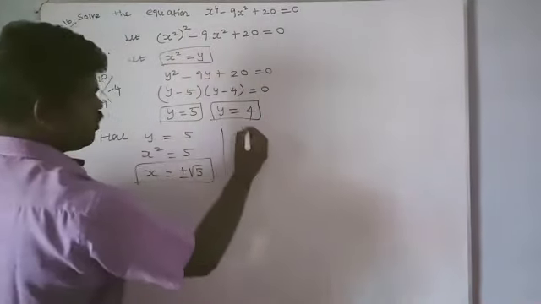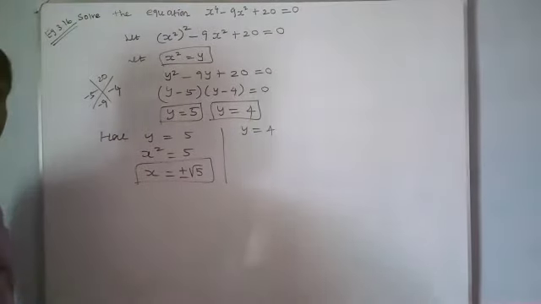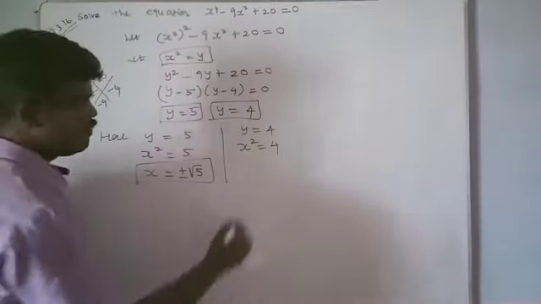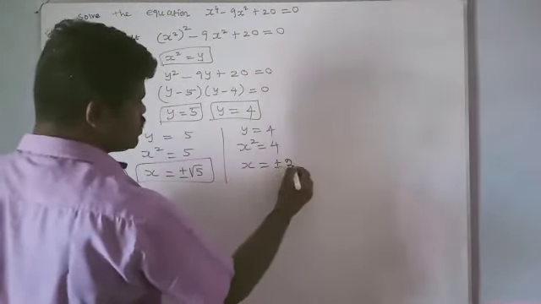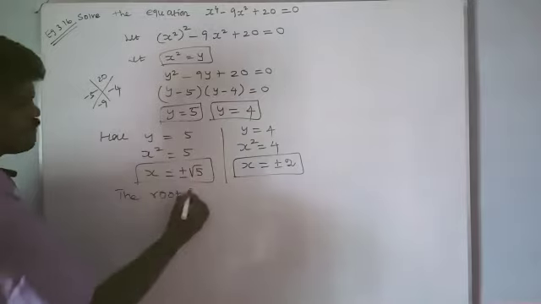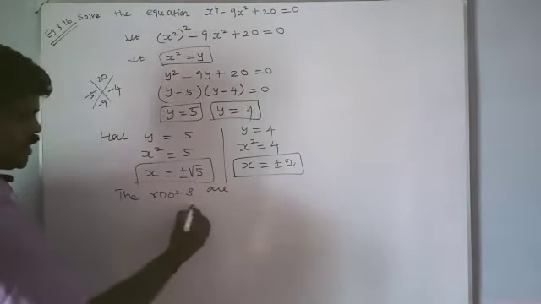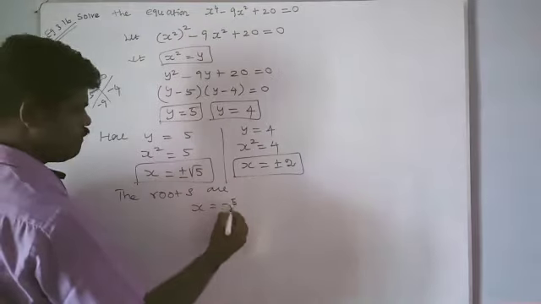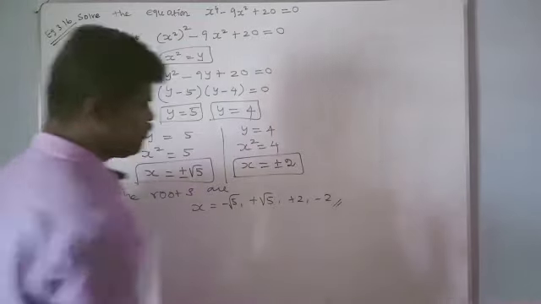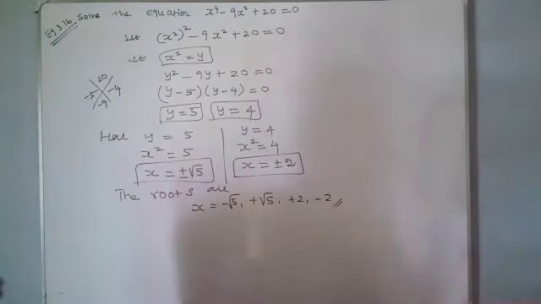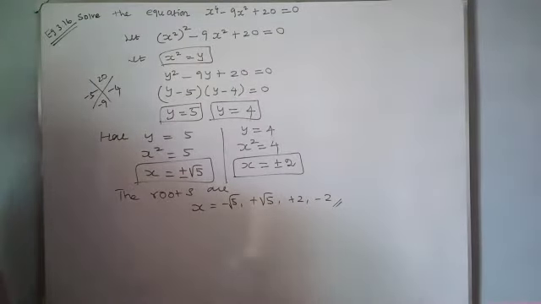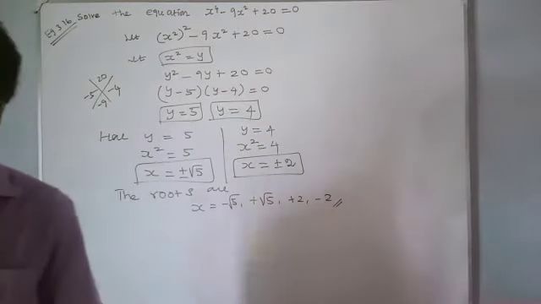And one more value is there. y equal to 4, so x square is equal to 4. x is equal to plus or minus 2. Therefore, 4 roots are there. The roots are x is equal to minus root 5, plus root 5, plus 2, minus 2. These are the 4 roots of the equation. Okay, refer this sum and we go to the next sum.